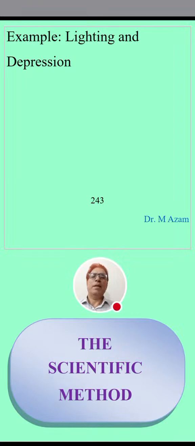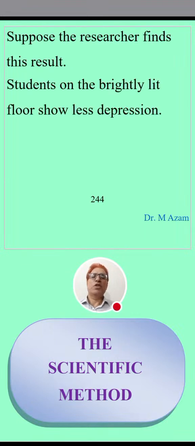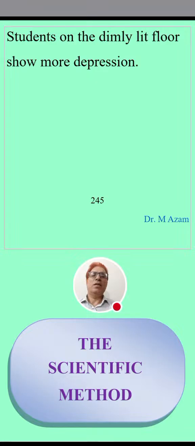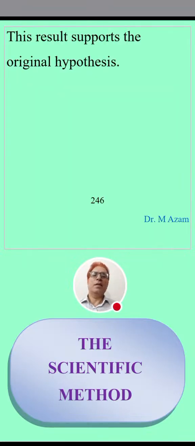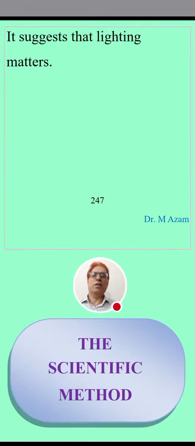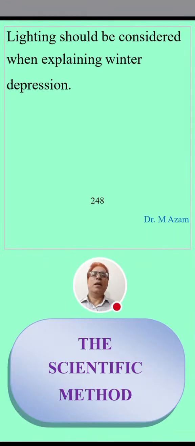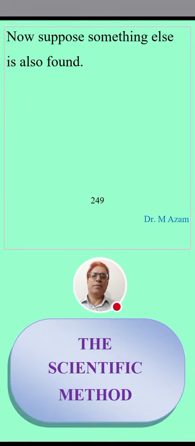Example, lighting and depression. Suppose the researcher finds this result. Students on the brightly lit floor, where bulbs have 60 watts, show less depression. Students on the dimly lit floor, where bulbs are 40 watts, show more depression. This result supports the original hypothesis. It suggests that lighting matters. Lighting should be considered when explaining winter depression.